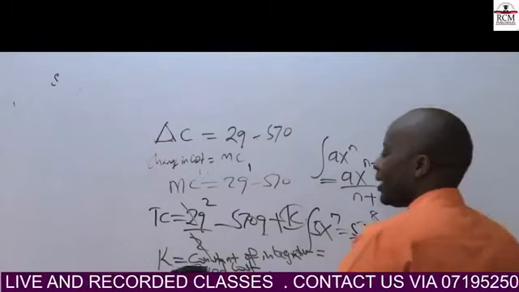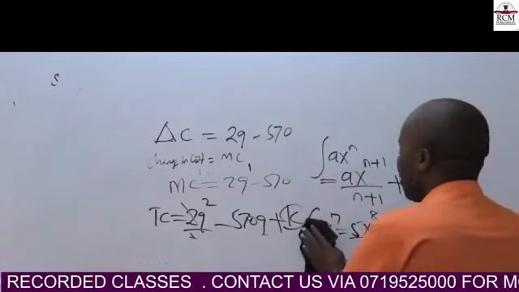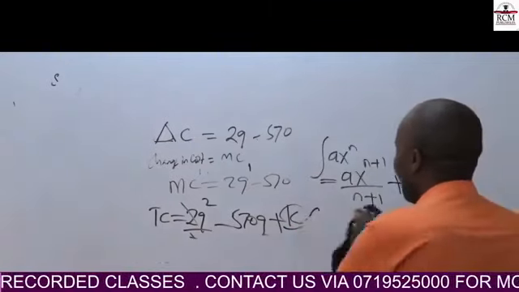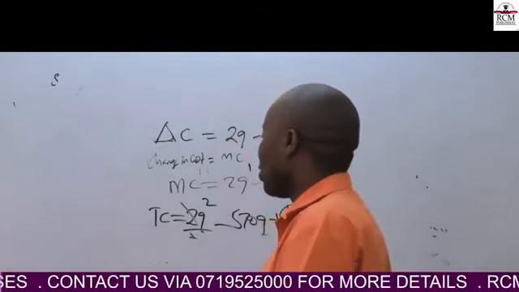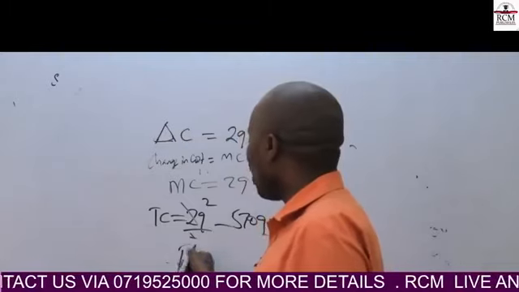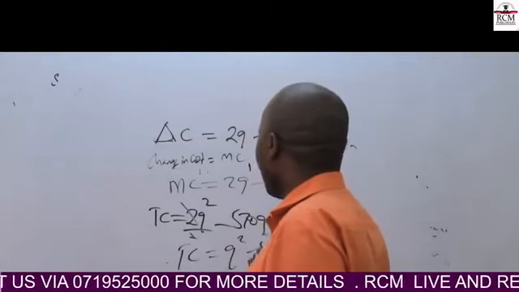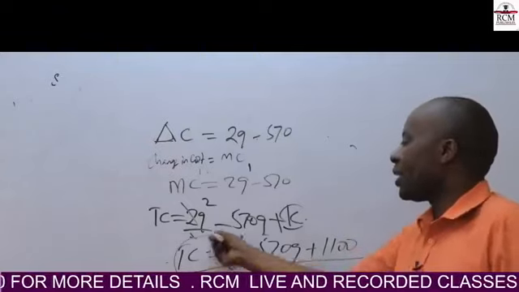Great. So have they given me the fixed cost of this organization? How much fixed cost? 1100. Meaning that our total cost then will be q squared minus 570q plus k, which is 1100, like that.